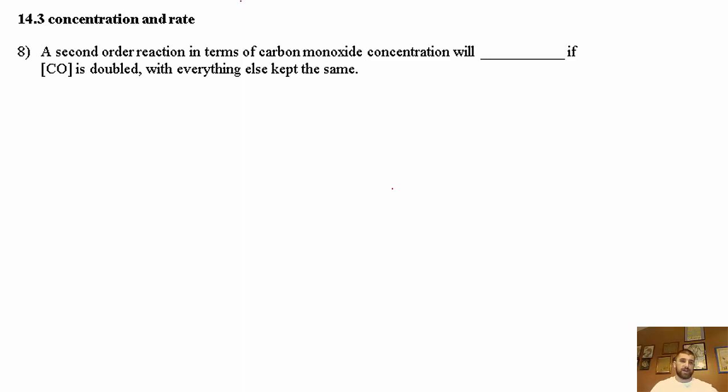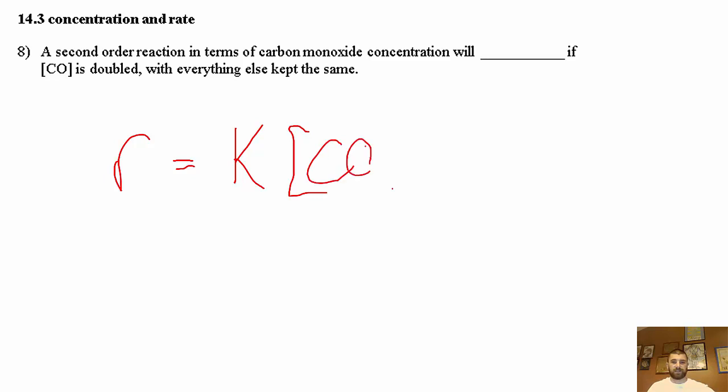So I'll start with 8. It says a second order reaction in terms of carbon monoxide concentration will blank if CO2 is doubled with everything else kept the same. So we remember that rate equals the rate constant times, for this it's saying carbon monoxide and it's second order, so it's going to be squared. So it's saying if we were to double the concentration, what would happen to the rate?